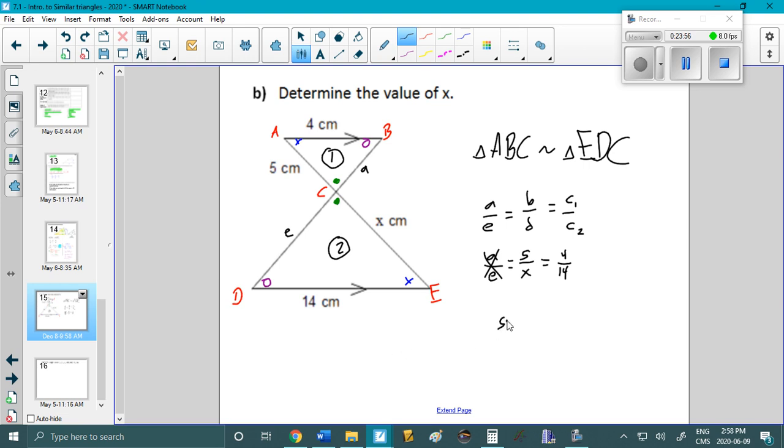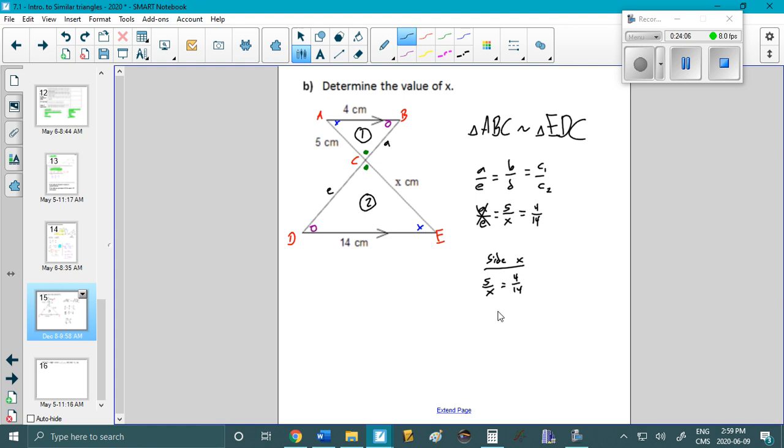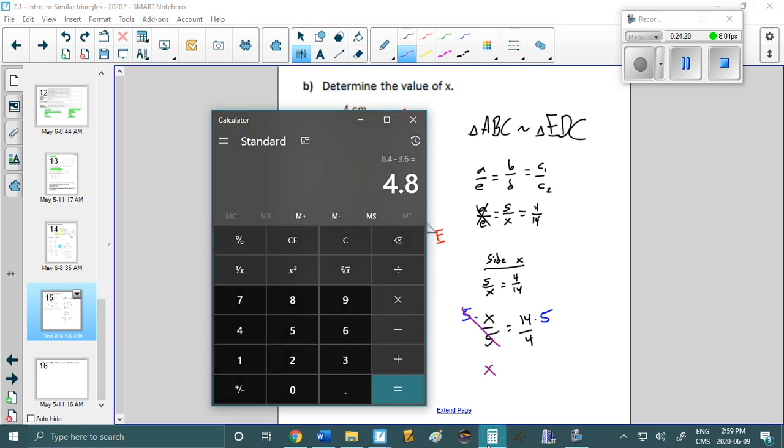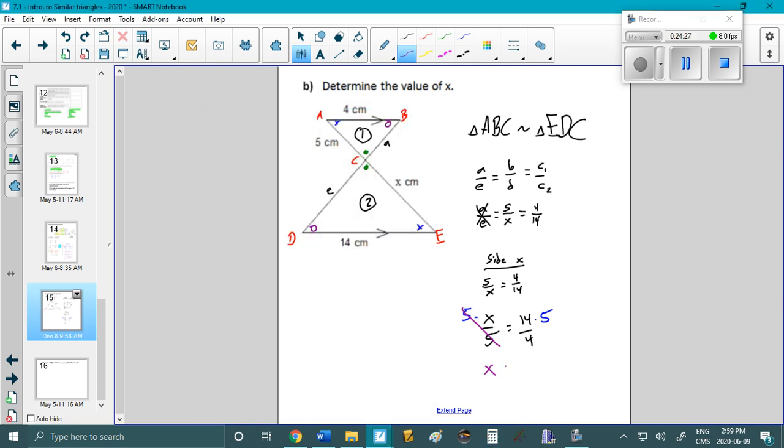So now, to solve for side x, we have 5 over x equals 4 over 14. X is on the bottom, that's bad, so we flip it. On both sides, we multiply by 5. The 5's cancel, and x is going to be 14 times 5 divided by 4. 17.5 centimeters.